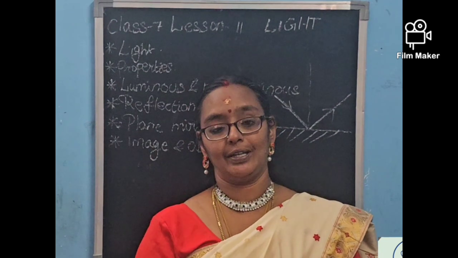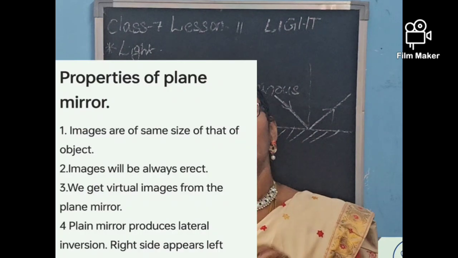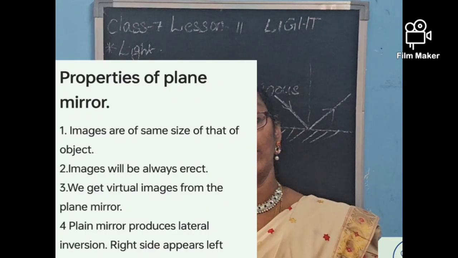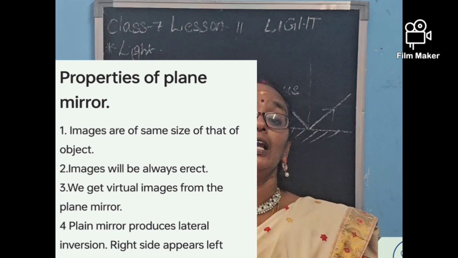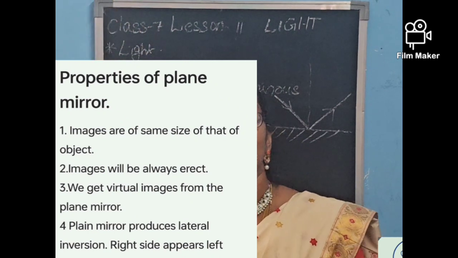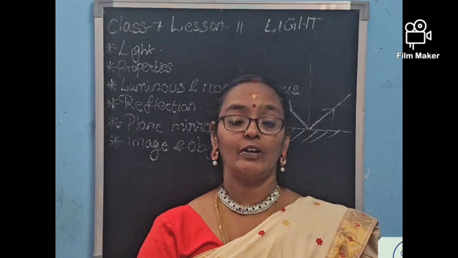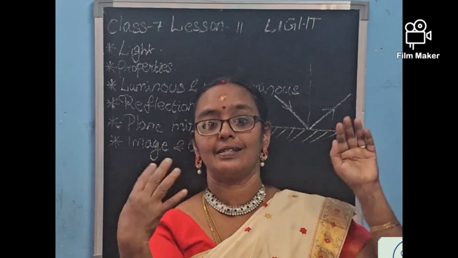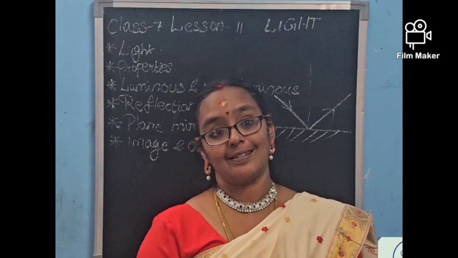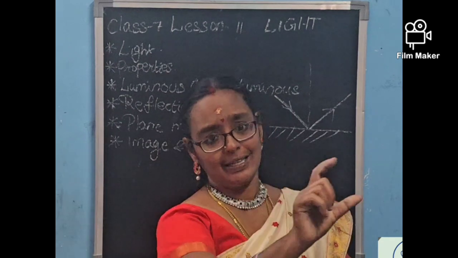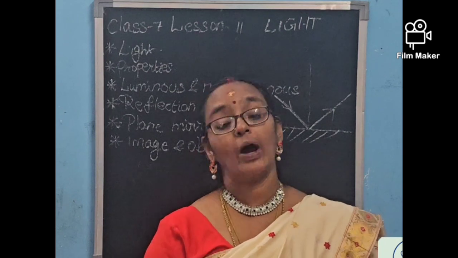And the fourth point is that the images will be laterally inverted. A laterally inverted image is obtained when we look in the plane mirror. It means when we lift our right hand in the plane mirror, it appears as the left hand, and when we lift the left hand, it is seen as the right hand. That's why the word ambulance is written in a laterally inverted manner. Why have they written it like that?